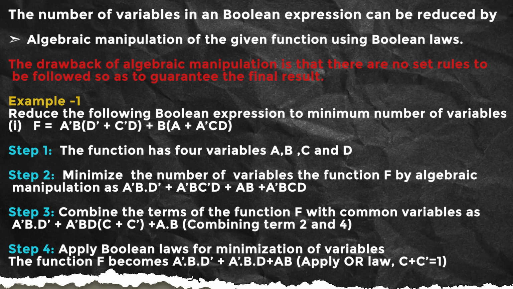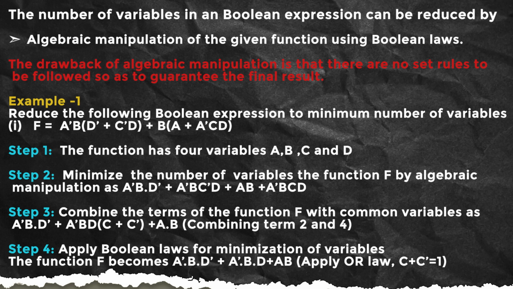So, we have a function f which is given as f is equal to a bar b dot within brackets d bar plus c bar d, bracket close, plus b dot again within brackets a plus a bar a c d. You can see that this function f has 4 variables a, b, c and d, whether in its normal form or in its complement form.